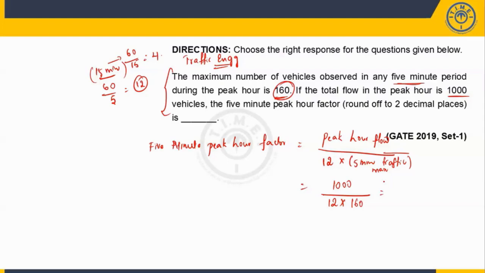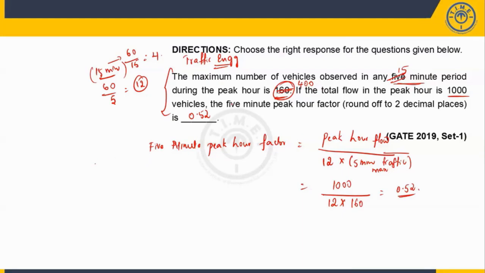Sir, 0.521. 0.52 then, right? Yes, sir. Or suppose if it is given 15 minutes, if it is given 400, what is the formula then? Tell me.